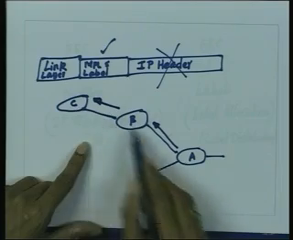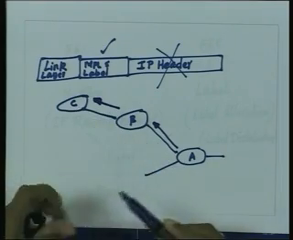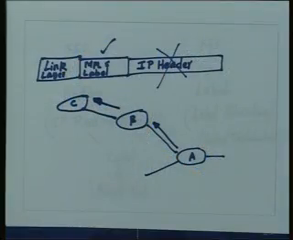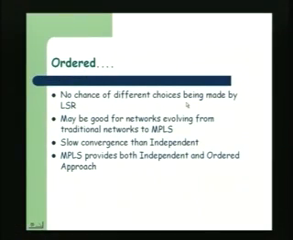So this way it will proceed in an orderly fashion. Of course, the disadvantage is that the amount of time required to set up a label switch path in an orderly fashion is very high. However, the advantage is that there is no chance of different choices being made by LSRs, and really speaking, as I was mentioning, it may be good for networks which are evolving from traditional networks to MPLS based networks.